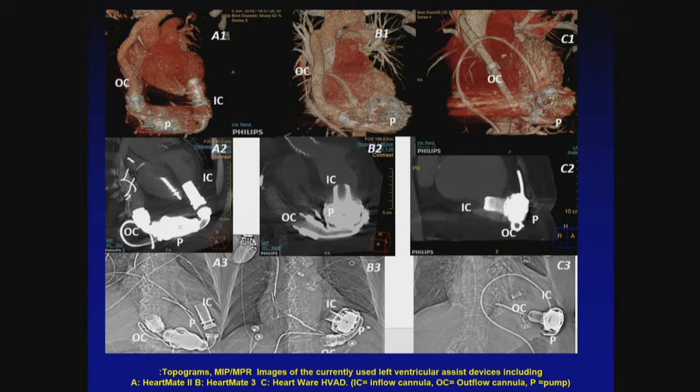So they all share a similar structure. They have a pump, they have an inflow cannula inserted into the LV apex, okay? And we have an outflow cannula, okay? And then the outflow cannula is connected to a graft, and then goes to the ascending aorta, okay? So usually you can just look at a topogram or X-ray, and you can tell exactly what type of LVAD the patient has, okay?